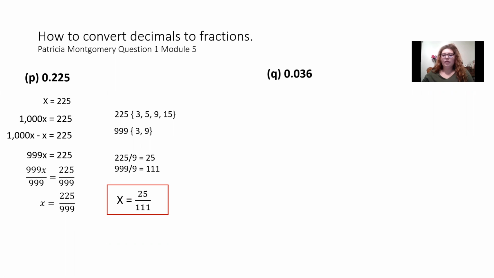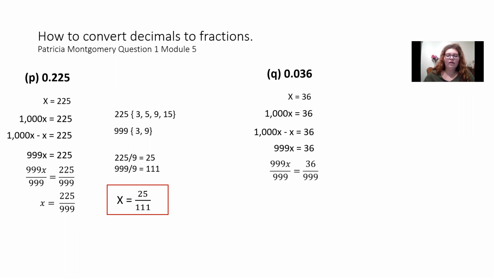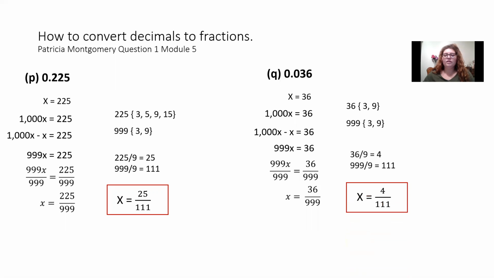So now we're going to do the same thing for the next part. We're going to do x is 36. And we did that by moving over that decimal 3 times yet again. So we've got 1,000 times x, and subtract that x and get 999x. When we solve for x, we will divide by that 999, and we get 36 over 999. So let's simplify. We know 3 and 9 both go into those, which is going to leave us with 4 over 111.